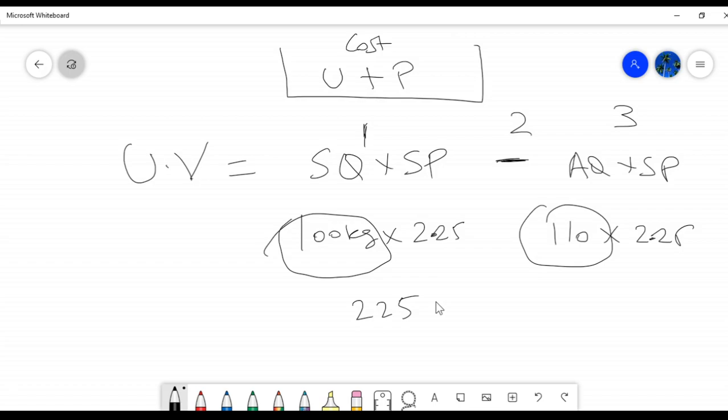So 100 into 2.25 is 225. 110 into 2.25, how much? 247.5. So the difference is 22.5 adverse. So usage variance is over.